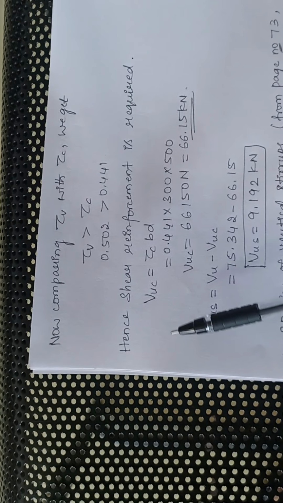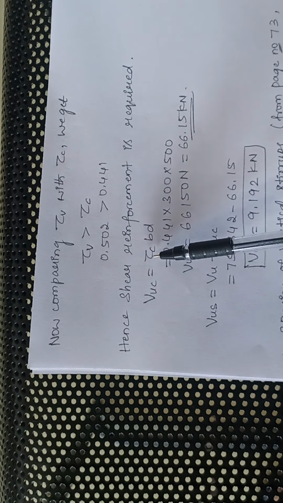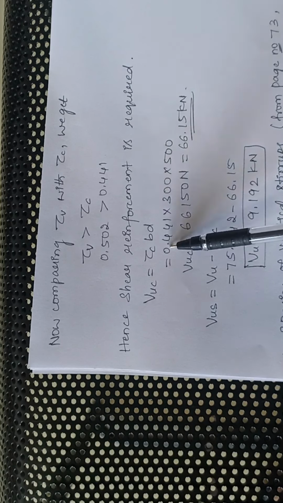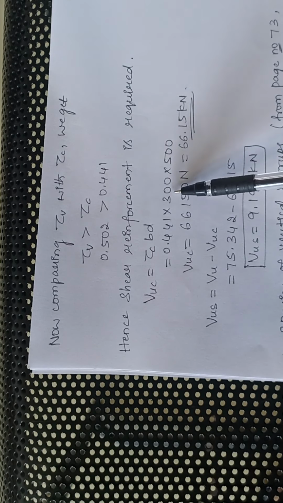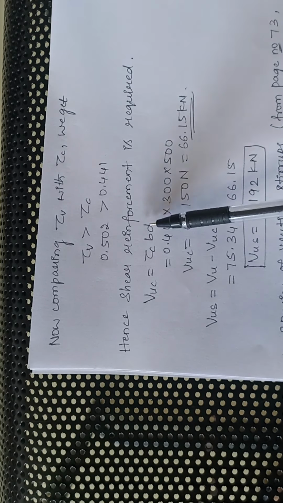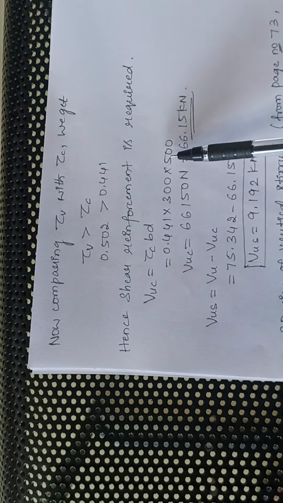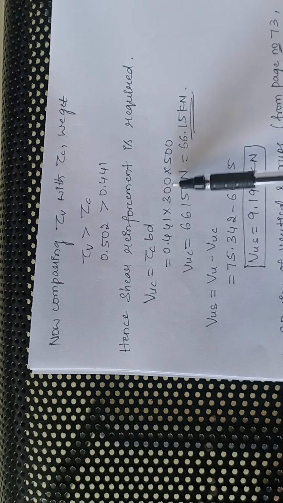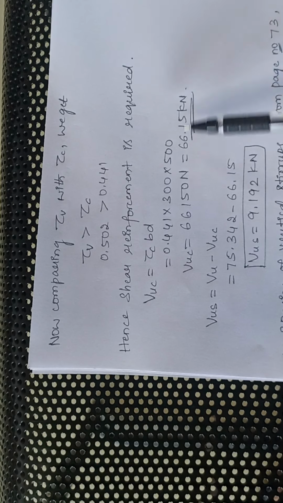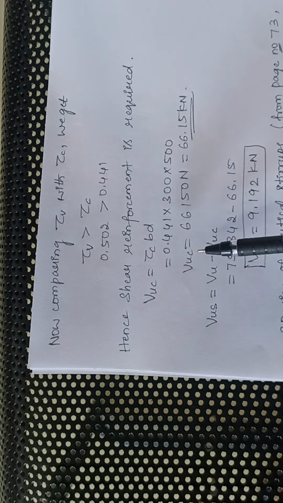For designing it, we have to find the shear force value which is occurring on the concrete side. To find that, we have the formula tau c into BD. So tau c we got as 0.441, B represents the width of the beam which is 300, and D is the effective depth provided, that is 500. On simplifying, we get 66150 Newton. On converting this to kilonewton, we get 66.15 kilonewton as the shear force acting on the concrete side.